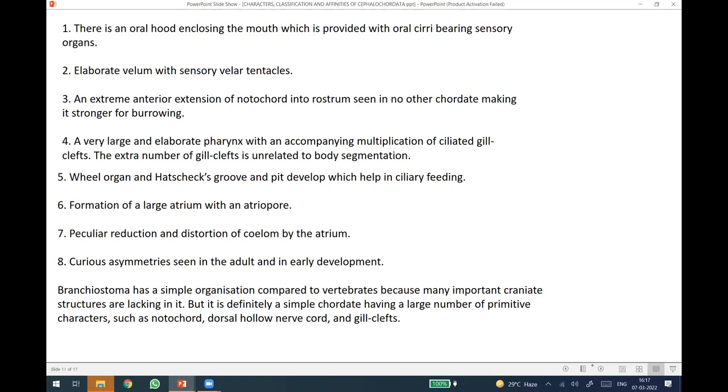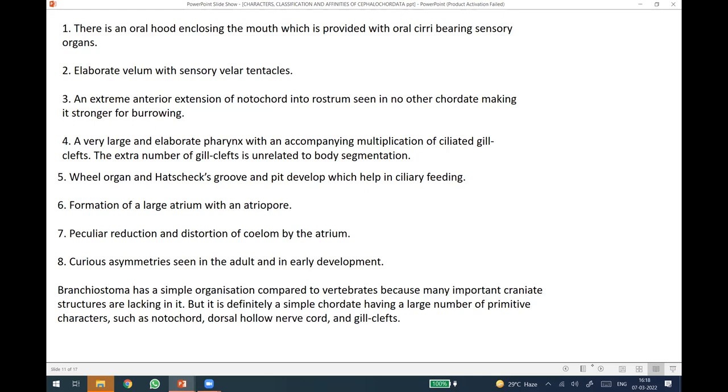Very large and elaborate pharynx with an accompanying multiplication of ciliated gill clefts. The extra number of gill clefts is unrelated to body segmentation. Wheel organ and hatschek's groove and pit, comparable with the lateral line system of fishes, are developed, which help in ciliary feeding. Formation of a large atrium with an atriopore. Peculiar reduction and distortion of coelom by the atrium. And curious asymmetry seen in the adult and in early development.